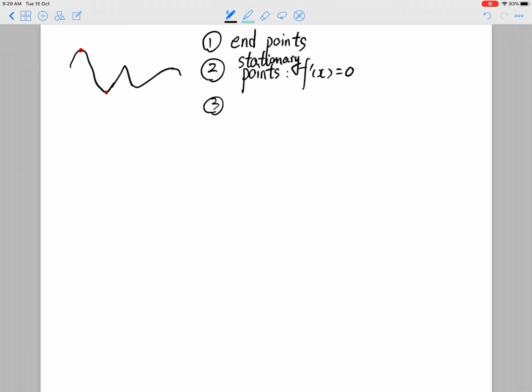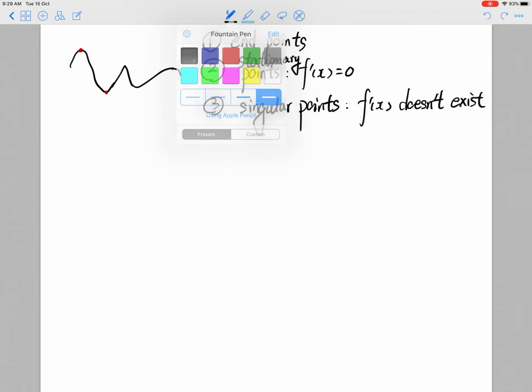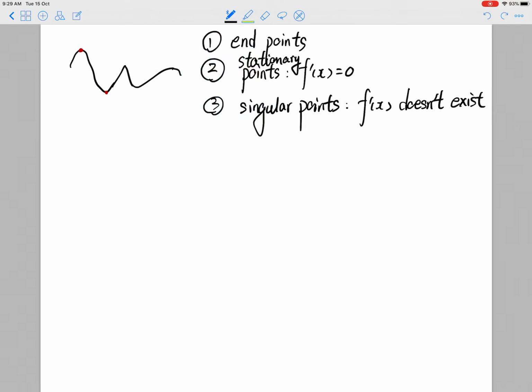And the third kind of point is the critical point. Sorry, singular point. Singular points are those points where the derivative does not exist. For example, here you can see this is a V shape. The derivative doesn't exist. This could be your global maximum, right? For example, if the V shape is like this, this is your global maximum. So only these three kinds of points could be your global maximum or global minimum.